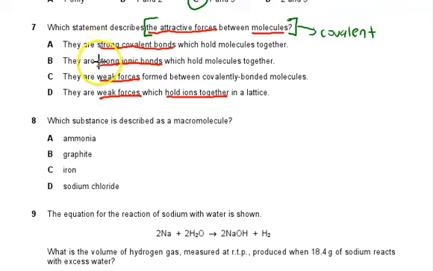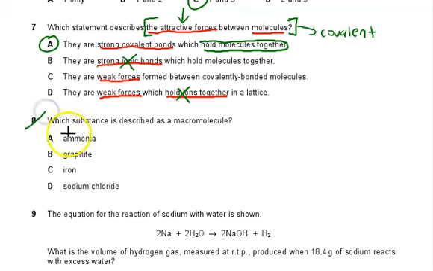For ionic, it is more into electrostatic force, so it's not ionic. And if it's attractive force, it means it is a strong covalent bond holding the molecules together. So this is a keyword to understand the questions. So 7 is A. Number 8: which substance is described as a macromolecule?